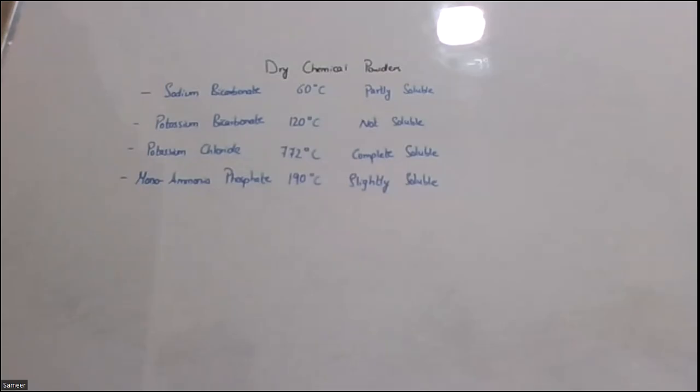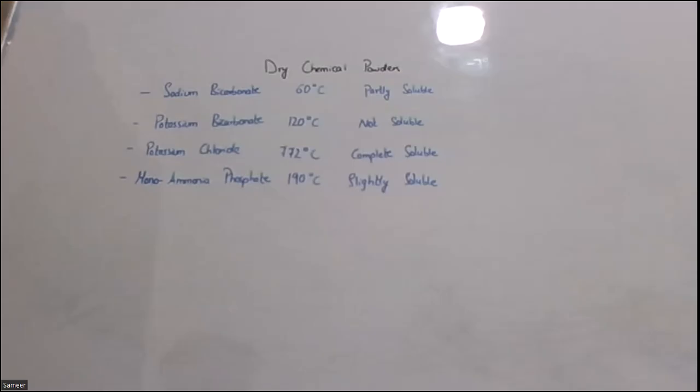Starting from sodium bicarbonate. Sodium bicarbonate has a 60 degrees Celsius decomposition temperature, and it is partly soluble in water. What two pieces of information can we extract from here? The first is that sodium bicarbonate can handle a temperature up to 60 degrees Celsius. As soon as the temperature is above 60 degrees Celsius, the sodium bicarbonate is already decomposed, so it is not going to be useful.